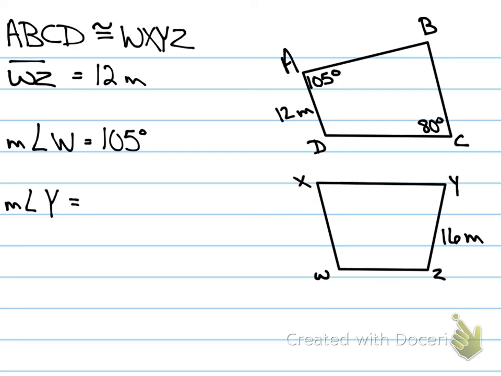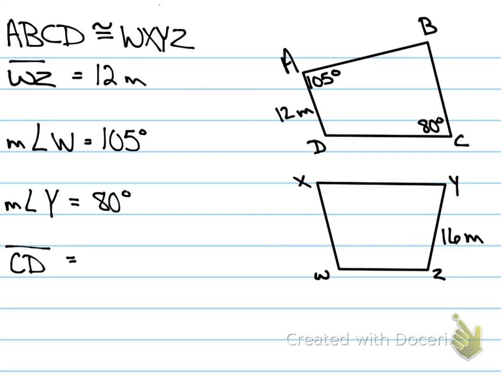Measure of angle Y. Find it. Okay, so angle Y, I'm going to say it again, is the third angle in the sequence. Angle C is the third angle in the sequence. Angle C is 80 degrees. Therefore, angle Y is 80 degrees also. Now I want you to find the value for side CD. Find its corresponding side, whatever value that one is, that's the value that will be for CD as well.